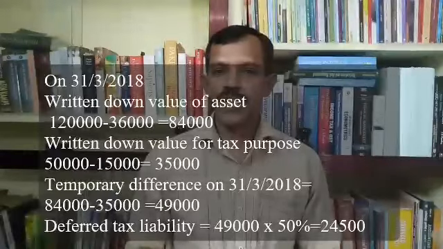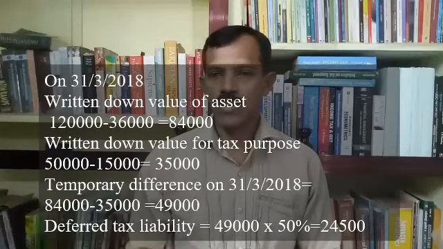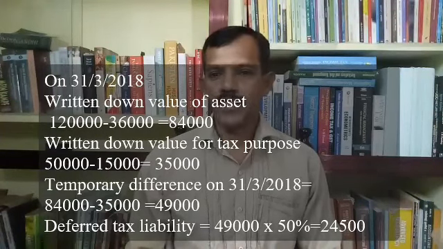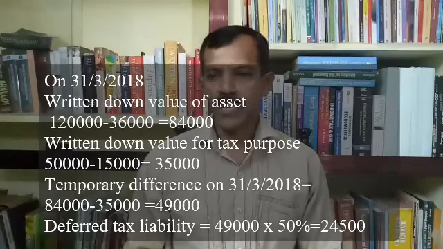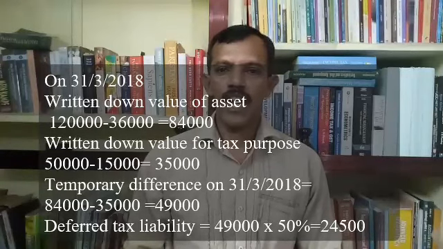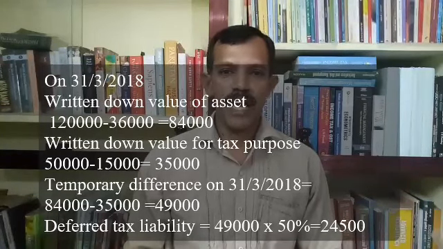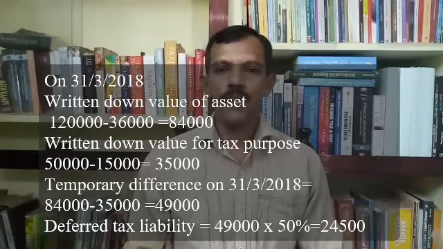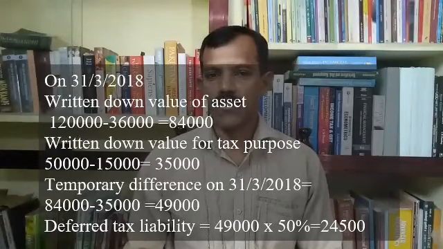Then on 31st March 2018, written down value of asset 1,20,000 minus 36,000, that is equal to 84,000. 1,20,000 minus 30% depreciation, 1,20,000 into 30%, that is equal to 36,000. 1,20,000 minus depreciation is equal to 84,000. Written down value for tax purpose, we have 50,000. 50,000 minus its 30% depreciation, 50,000 into 30%, 15,000. So written down value for tax purpose, 50,000 minus depreciation, that is equal to 35,000.